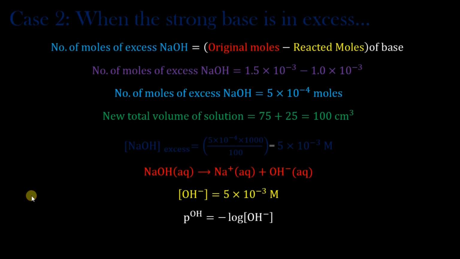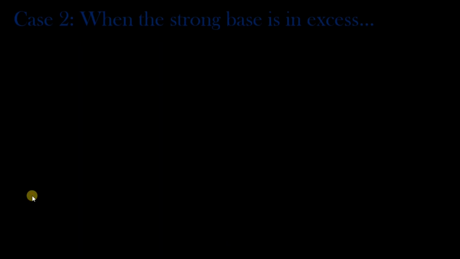So we are starting with pOH, and our pOH gives us a value of 2.30. Then for us now to obtain the pH, we are just going to subtract pOH from 14. That will give us a value of 11.699, which is approximately 11.7.